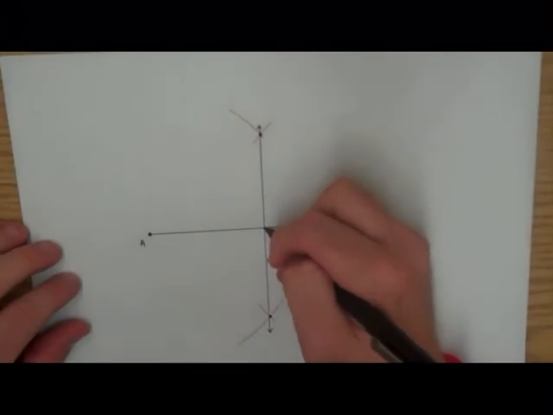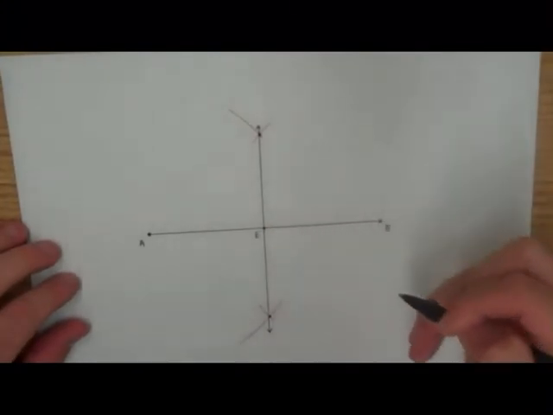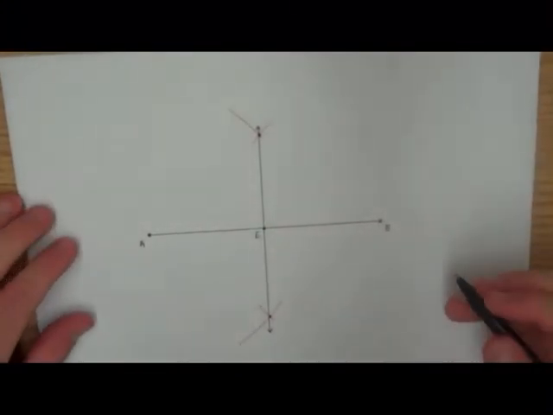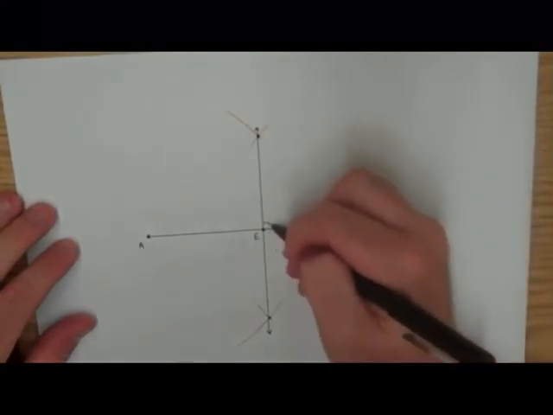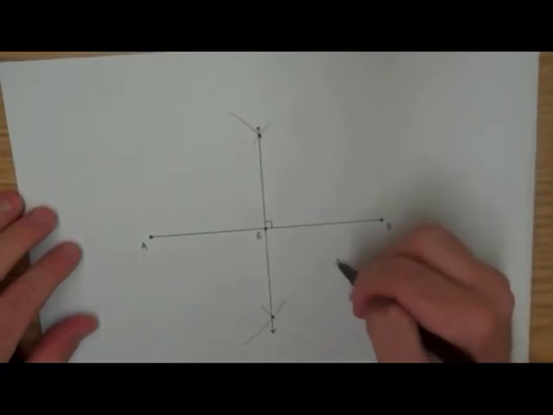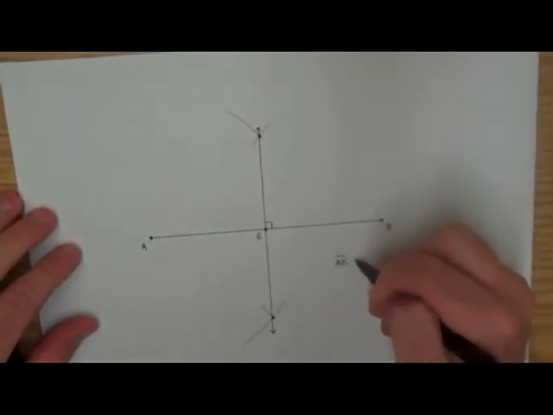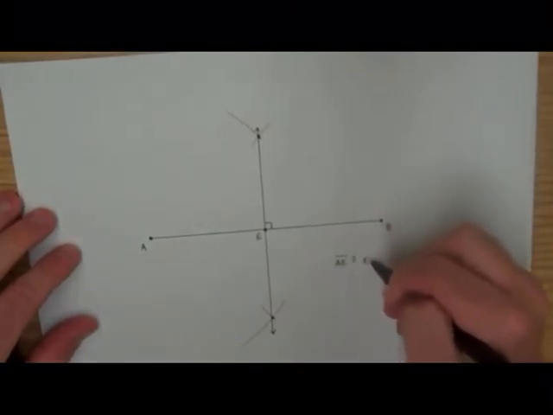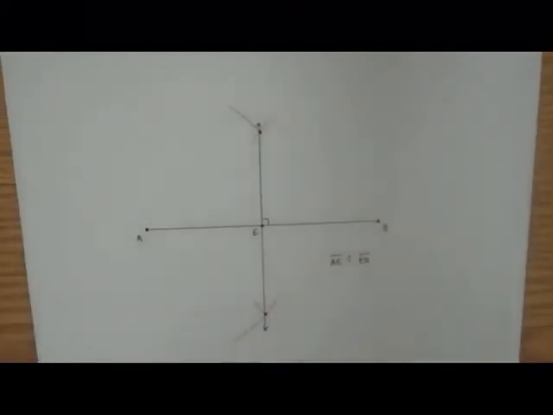So what do I know? Let's call this point E. I now know 2 things. I know that all 4 of these angles are right angles, and I know that AE is congruent to EB because it's a bisector.